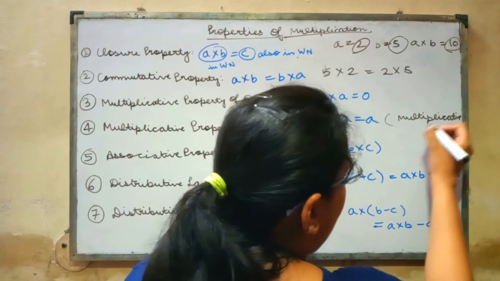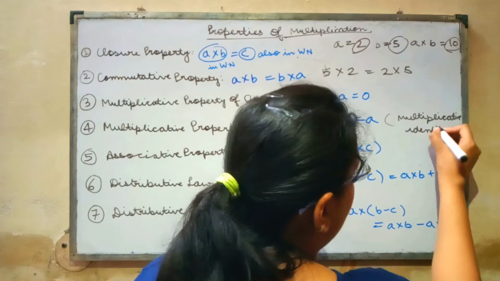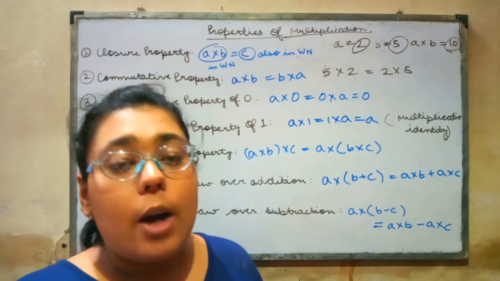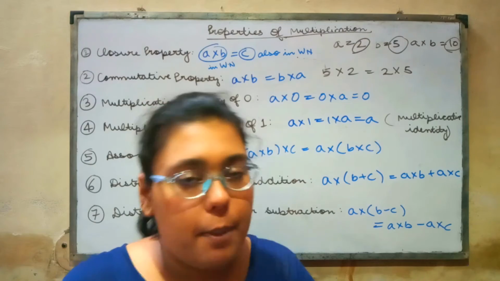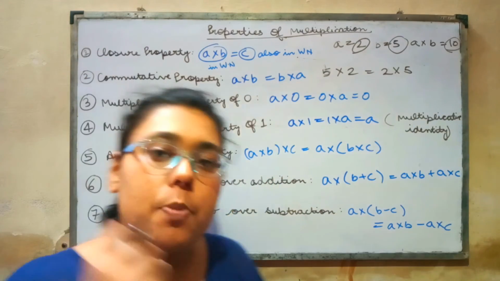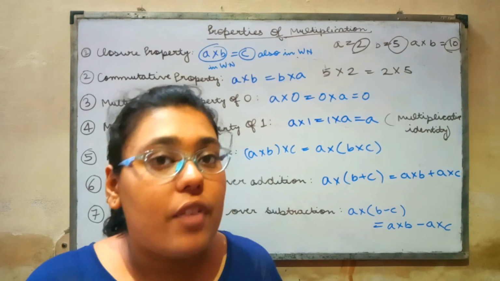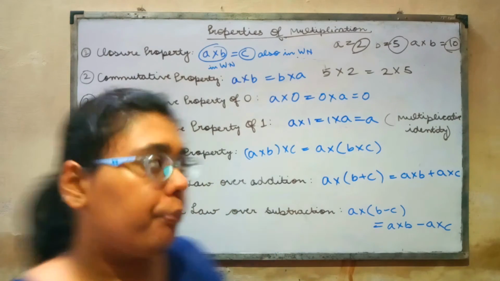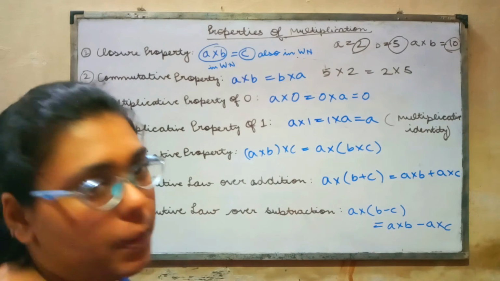Again, identity I had told you, multiplicative identity means that whatever you multiply, identity means the same thing should repeat. So whatever you multiply with 1, the answer will always be that number. And the multiplicative property of 0, this means whatever you multiply with 0. 0 into 2, 0 into 8, 0 into 5, what will our answer always be? 0.